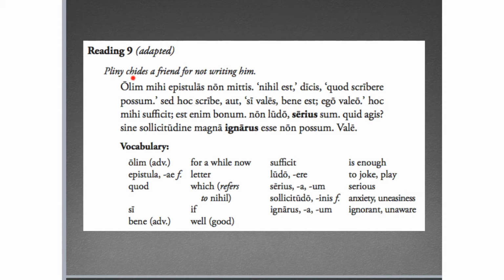For a while now, you haven't sent me letters. All right. Nihil est, you say. So it's nothing, you say. That I can write. So there's nothing that I can write. So in other words, like, hey, why haven't you written to me? Well, I got nothing to say.